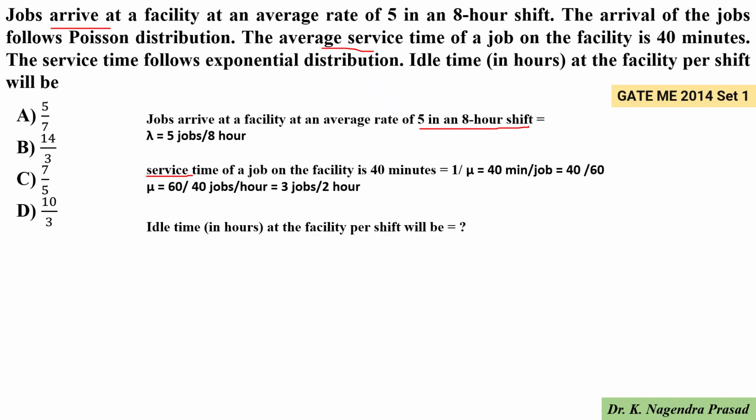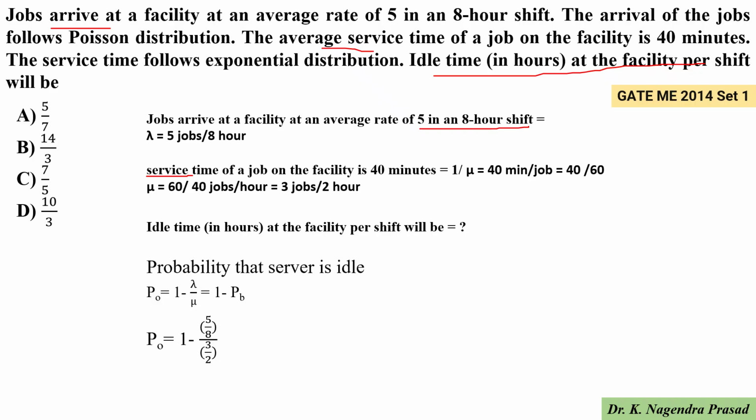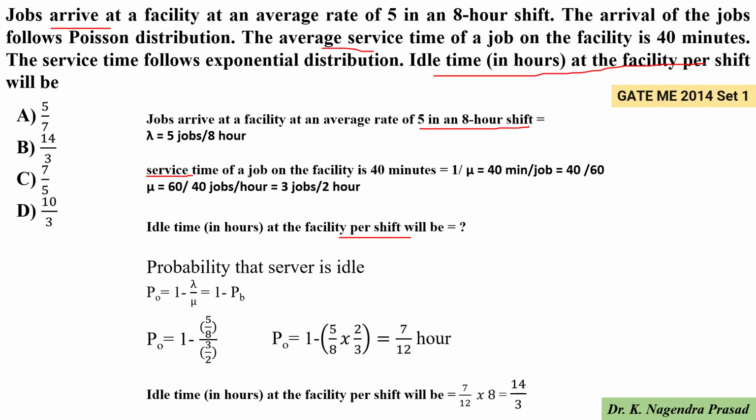Then we have to find the idle time at the facility per shift. So I have to determine the idle time. We know the probability that the server is idle, P naught, equals 1 minus lambda by mu. Here we know the lambda value and mu value; substituting, we get P naught, server is idle, equal to 7 by 12 hour. But we need it per shift, so the idle time at the facility per shift will be 7 by 12 into 8, which is equal to 14 by 3. So option B is the correct answer.